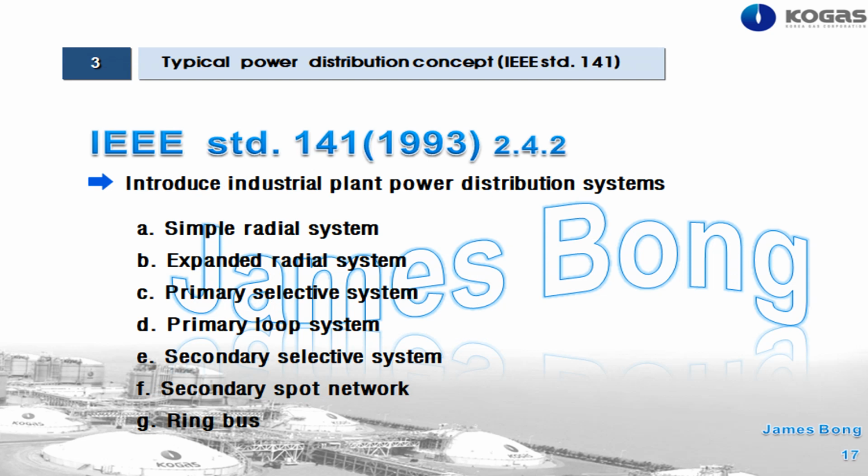From this page, we will see IEEE standard distribution systems. In IEEE standard 141.242, they introduce 7 sorts of industrial plant power distribution systems as follows.